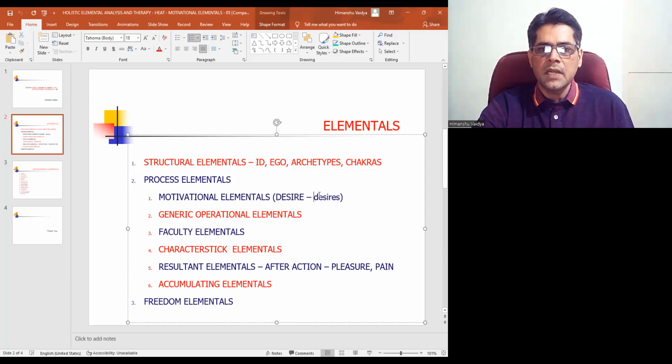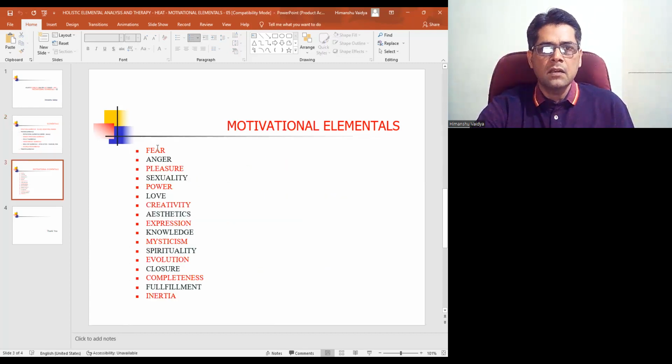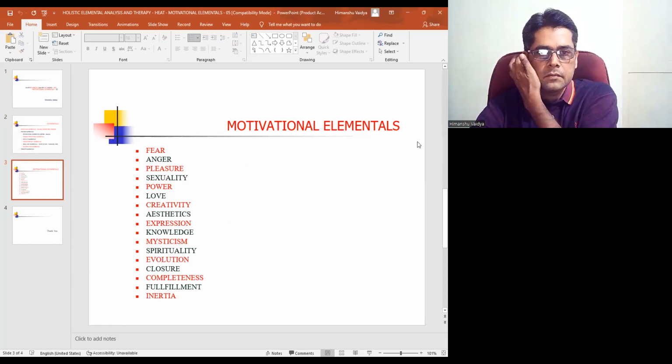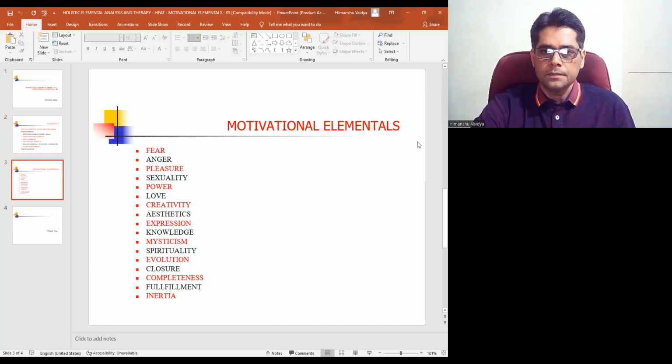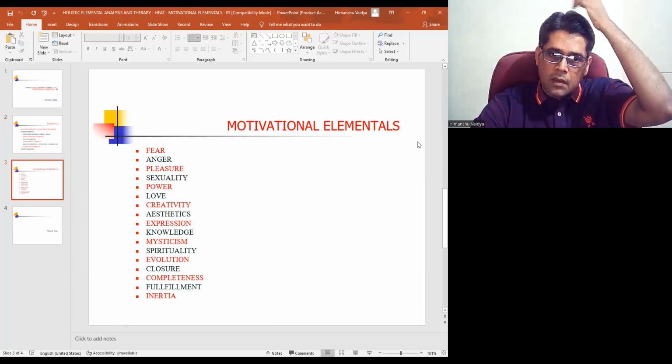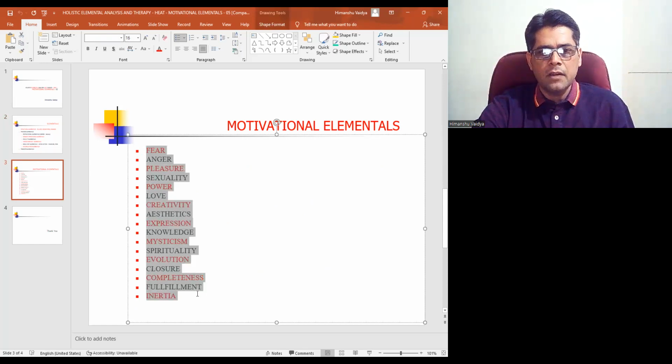And these small desires operate out of different parts of our psychic system. These small desires in their generic sense can be termed as the motivational elementals. So let us look at what these motivational elementals are. These are the motivational elementals. We can see here the motivational elementals, how many in number? 17 in number.